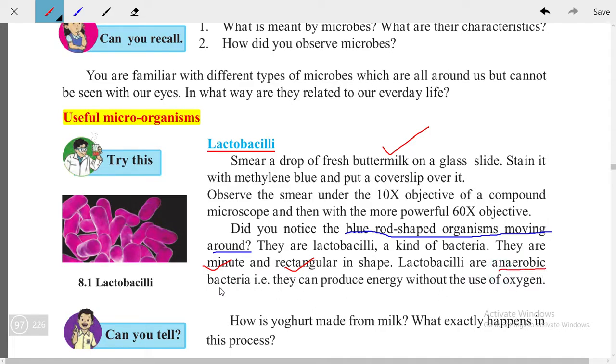Anaerobic bacteria means they do not use oxygen for energy or respiration. They can produce energy without using oxygen. This bacteria is known as anaerobic bacteria.